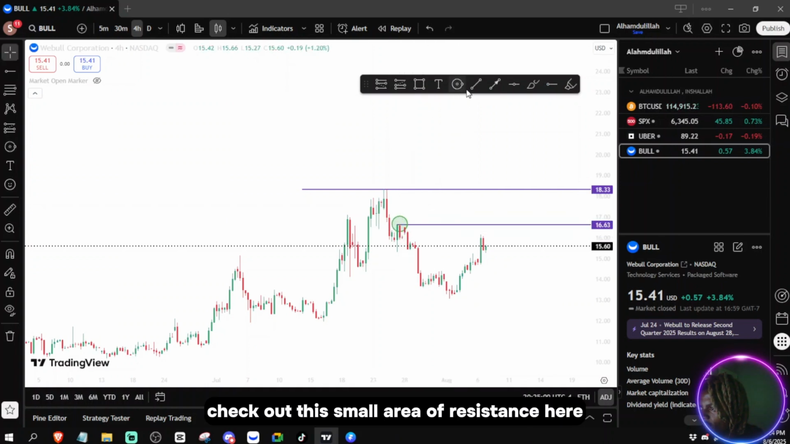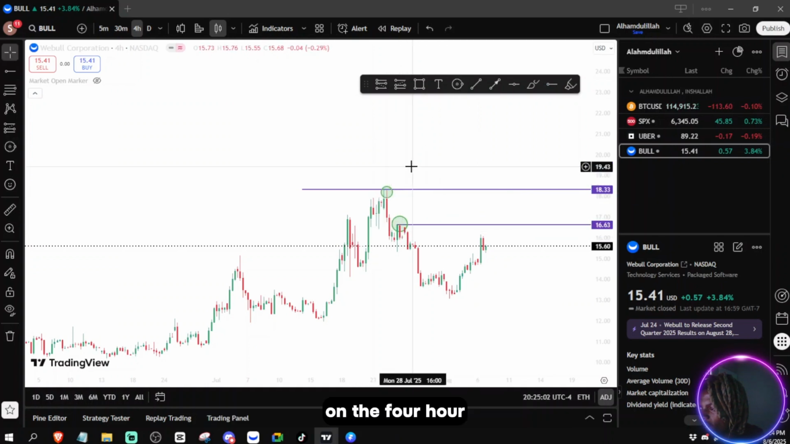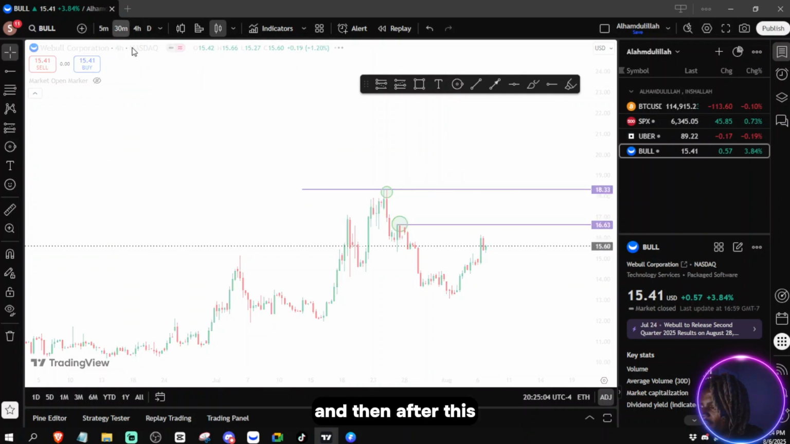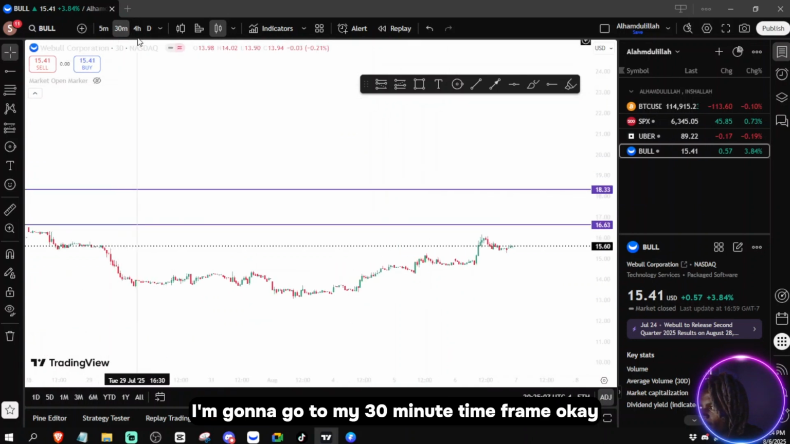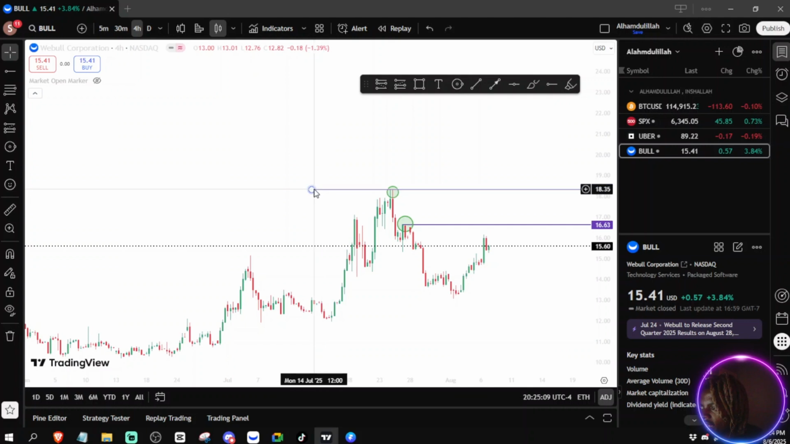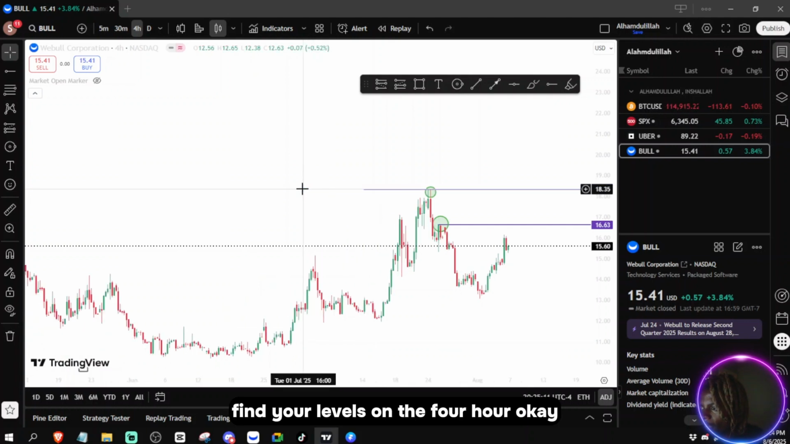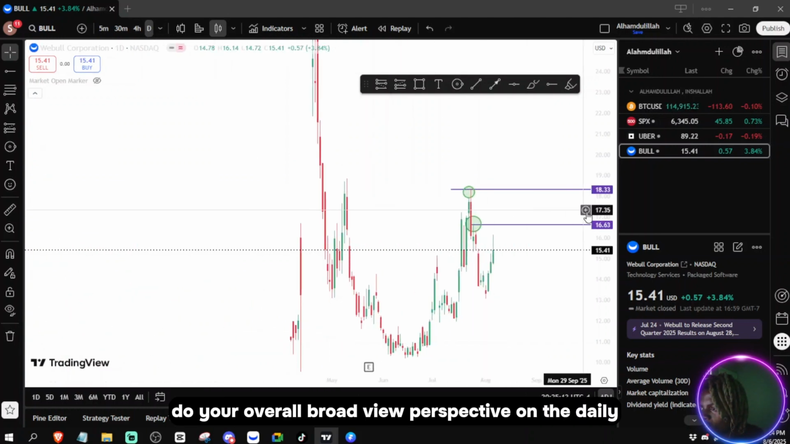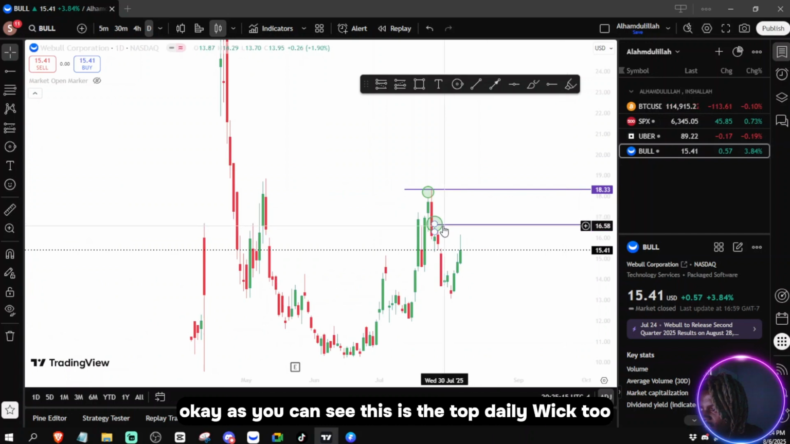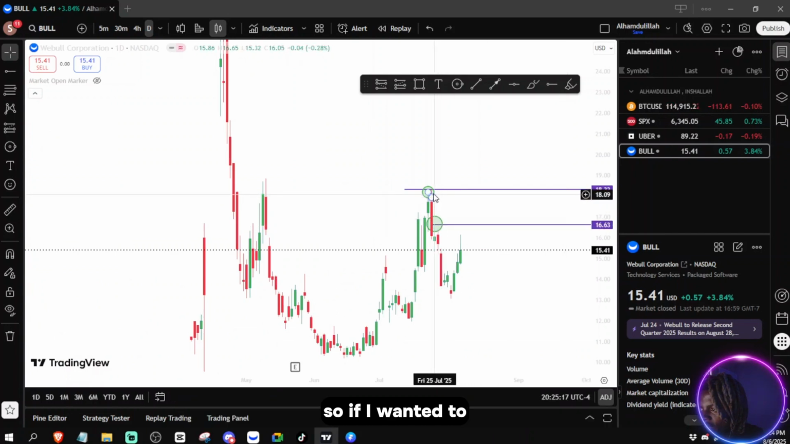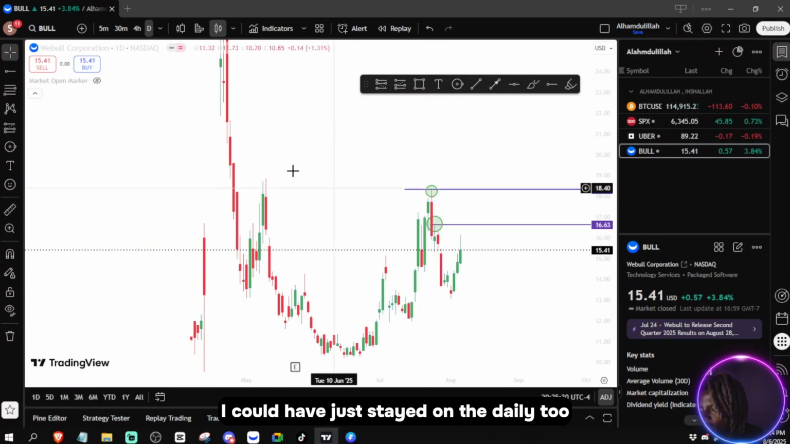Check out this small area of resistance here on the 4-hour. And then after this, I'm going to go to my 30-minute time frame. So you're going to find your trade, find your levels on the 4-hour. Do your overall broad view perspective on the daily. As you can see, this is the top daily wick too. So if I wanted to, I could have just stayed on the daily too.